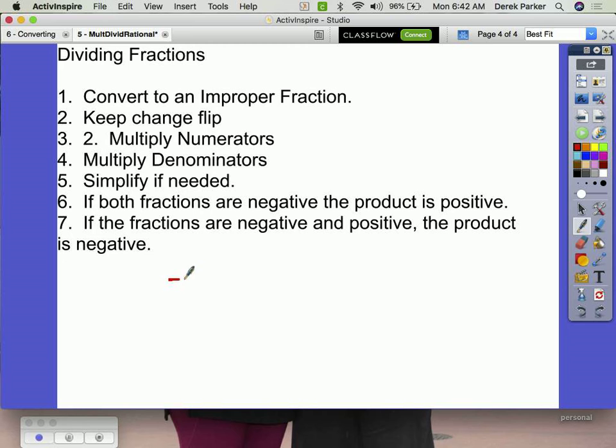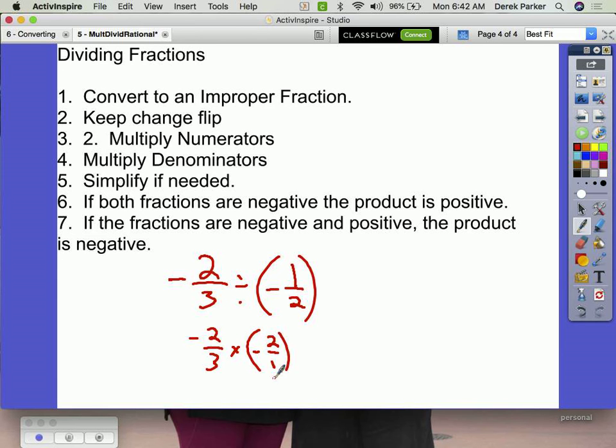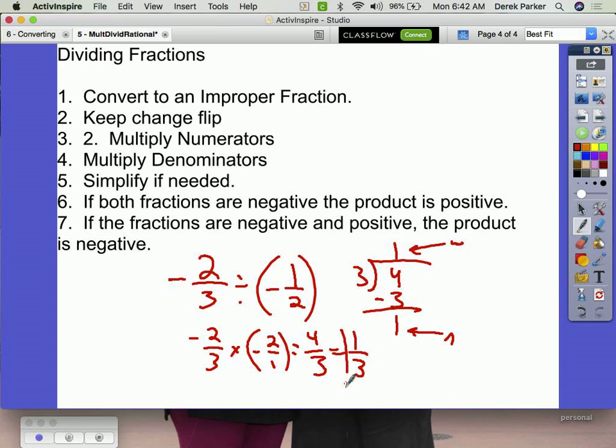So if I have negative 2/3 divided by negative 1 1/2, negative half. I keep, change, flip: negative 2/3 times negative 2 over 1, and I get positive 4/3. Convert it back. Whole number, numerator, denominator stays the same.